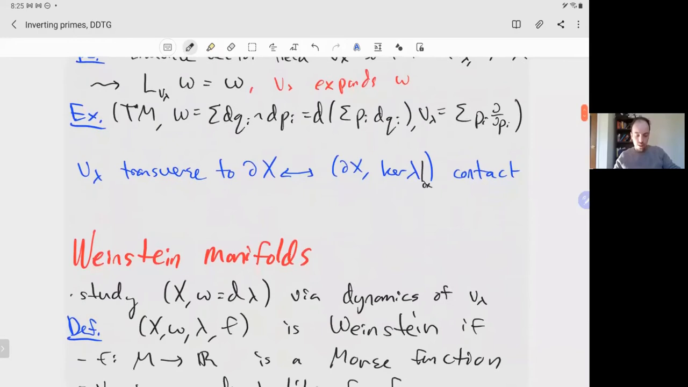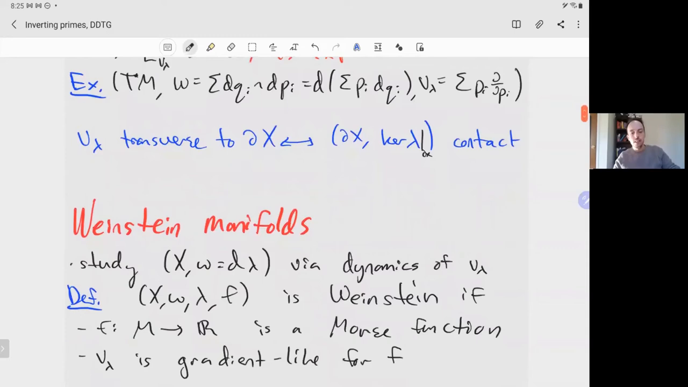And so we say that X, equipped with the symplectic form, the primitive, and a function F, is Weinstein if F is a Morse function, which just means it has non-degenerate critical points, and V lambda is gradient-like for F.